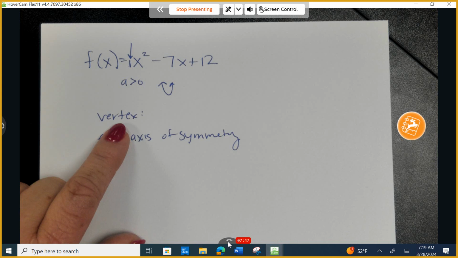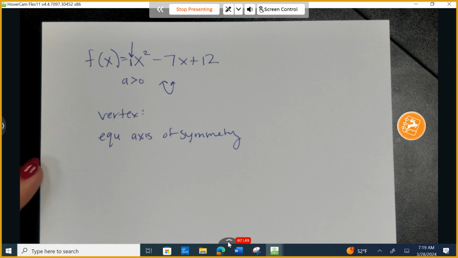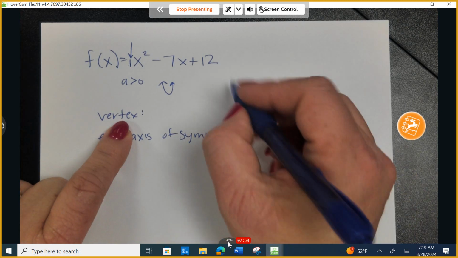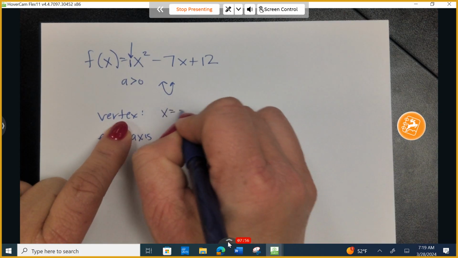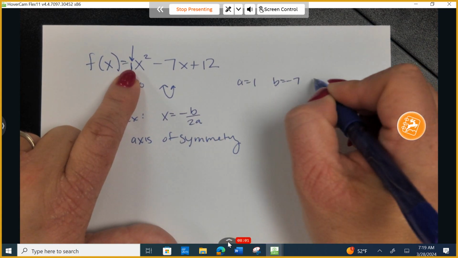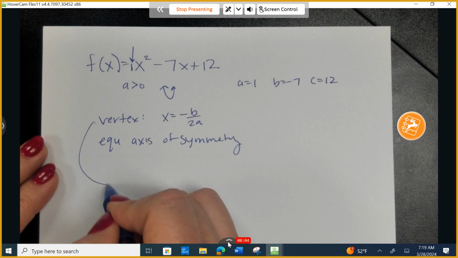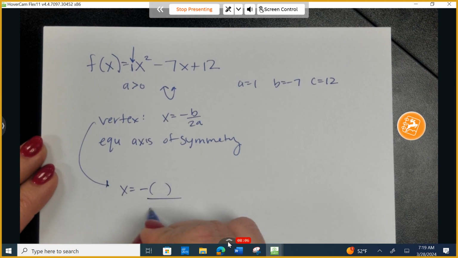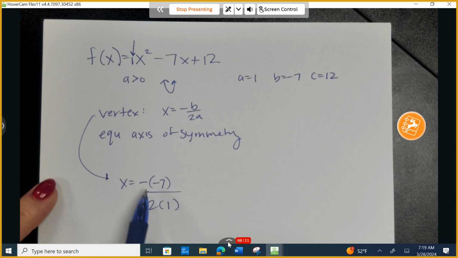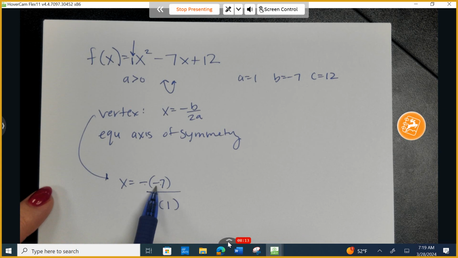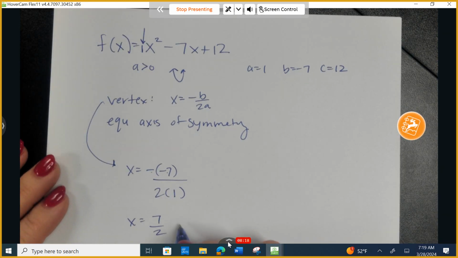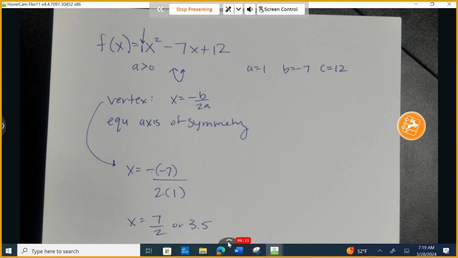Okay, so how do I figure out the vertex? Yes, I could put it in vertex form, but that seems like a little lengthy process to do this. So what I'm going to do is I'm just going to use this formula. And this formula is x equals negative b over 2a. Now in this problem, a is 1, b is negative 7, and c is 12. So I'm going to come down here. x equals negative b over 2a. My b is a negative 7, my a is a 1. Two negatives make a positive. So I'm left with positive 7 over 2, or 3.5, however you want to write it.